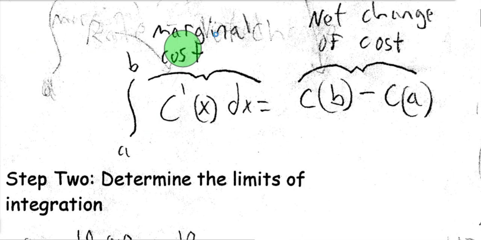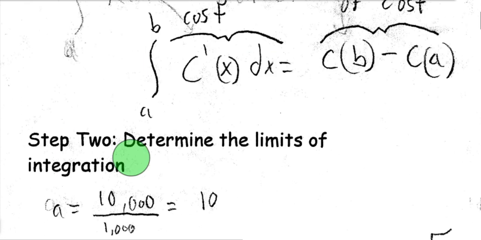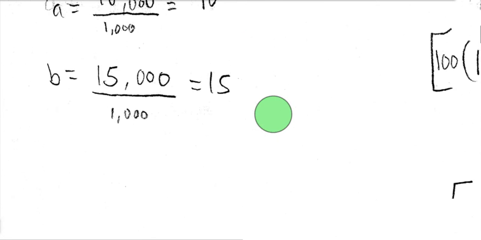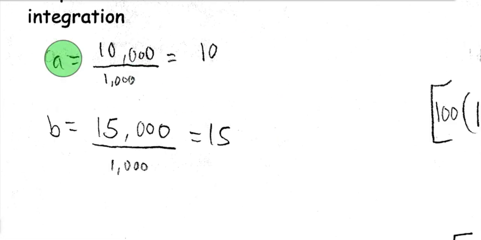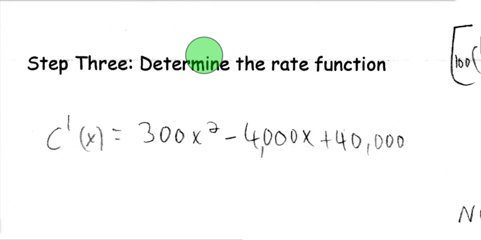So if we integrate marginal cost, we will get the net change of cost. Step 2 is to determine the limits of integration. In this case, we're going from a to b because we're going from 10,000 to 15,000, but the formula is already in units of 1,000, which is kind of crazy. That means you have to take your x values and divide by 1,000. So my a value is going to be 10, meaning 10,000, and the 15 is going to represent 15,000. Again, that's because our formula is already in terms of thousands.